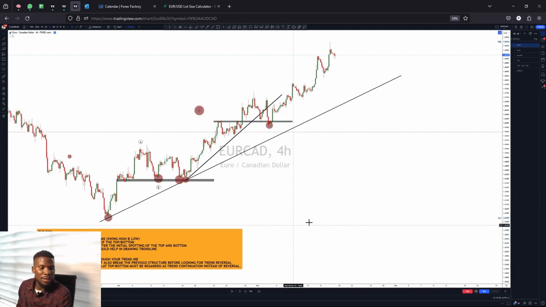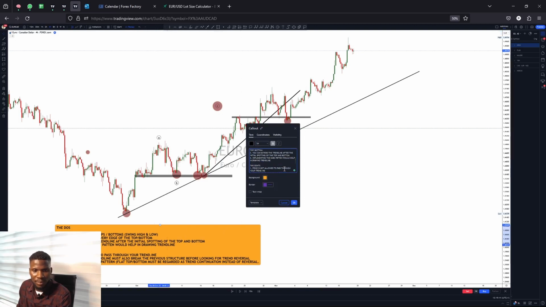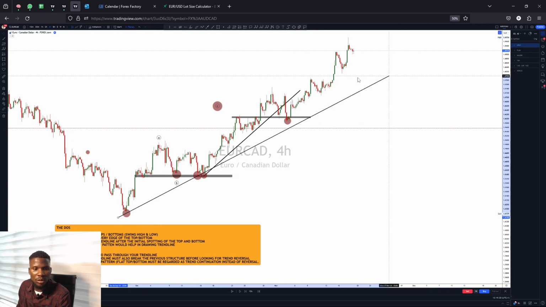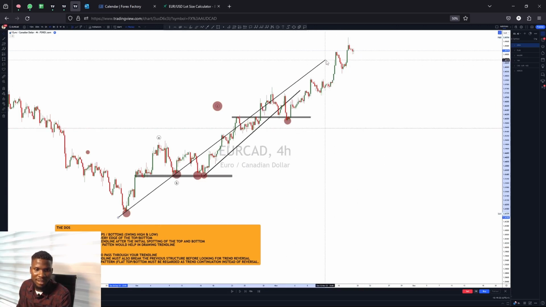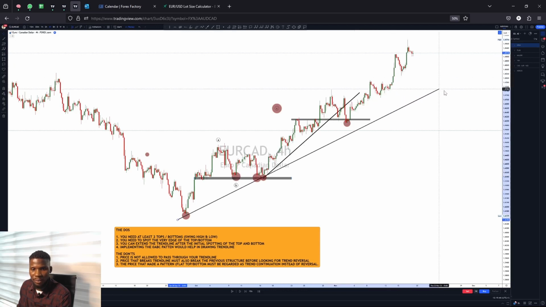Now, what are the don'ts? Number one, price is not allowed to pass through your trend line. Just imagine you drew your trend line like this, and you extend it like this. Does this even make any sense to you? It doesn't make sense to me, because the price broke it, but it failed to break the previous structure, which is the previous support level right here. It failed to break it. So that was the reason why I adjusted it back to this area.